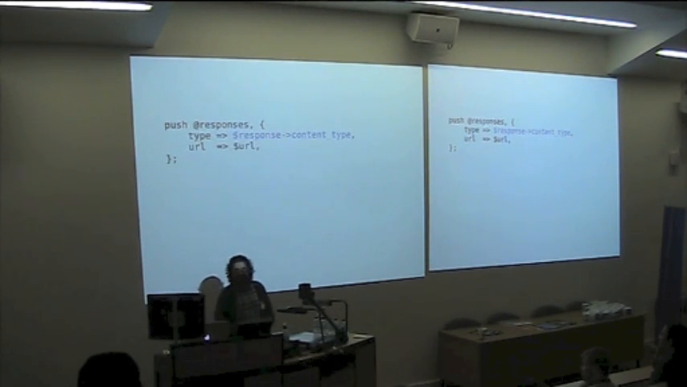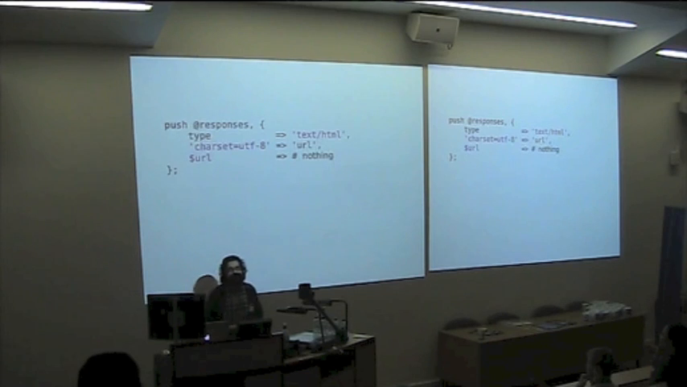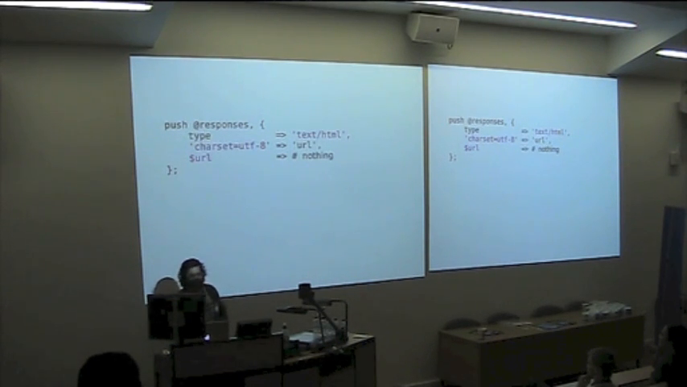Because if the actual type has a charset on the end, the behavior is actually going to be more like this. Rather than having type going to content type and URL going to URL, we've got type going to text/html; charset=UTF-8 going to the URL, and $url going to, well, nothing. So you'll probably get an odd number of elements warning, and later on you'll probably get an uninitialized value warning when you try to access the URL element of the hash. But otherwise, it pretty much sucks to be you.